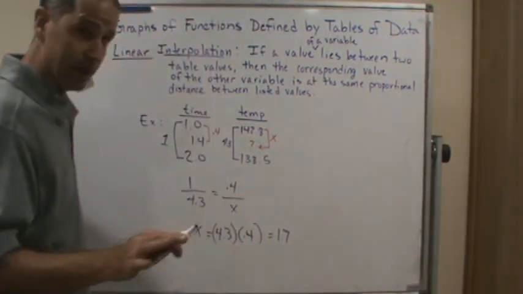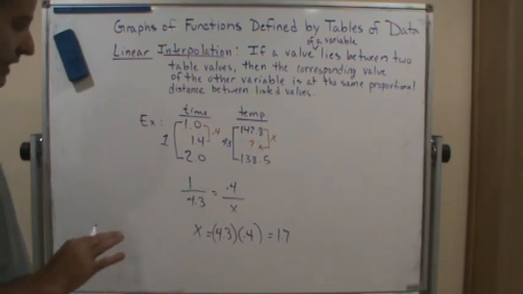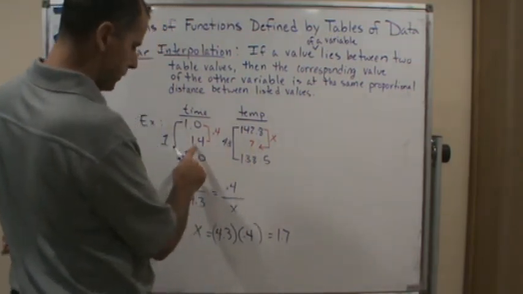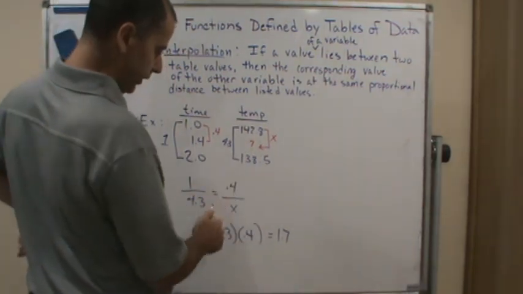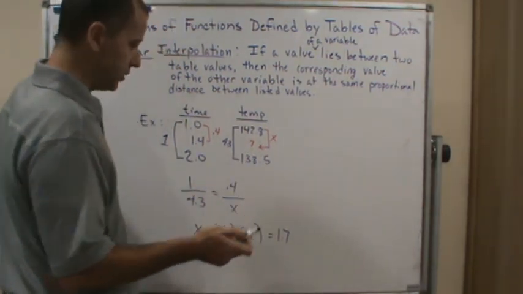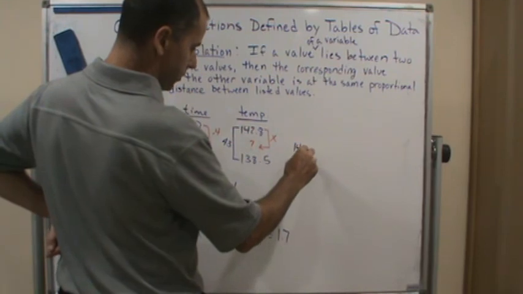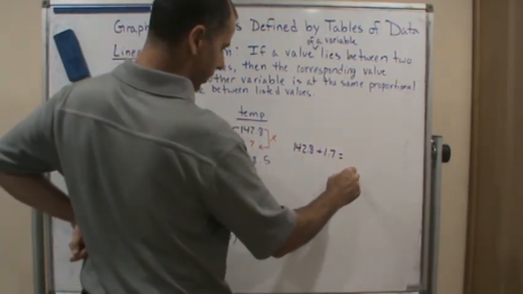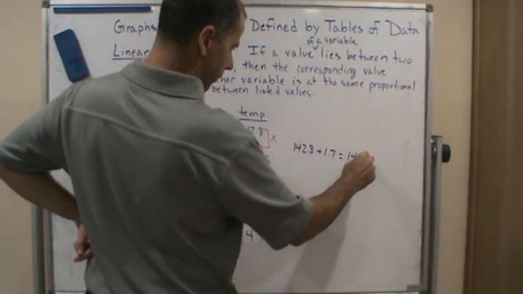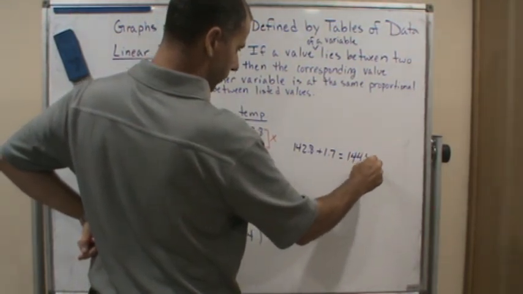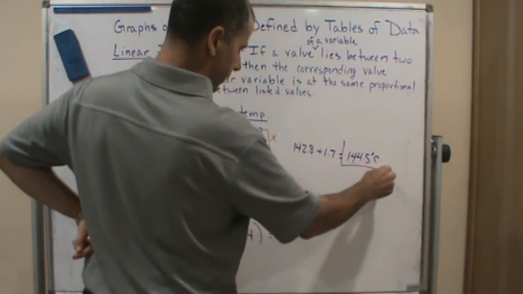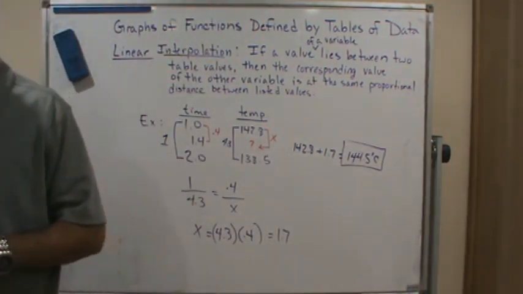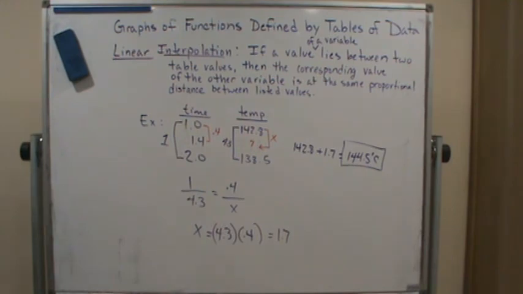Okay, now we're not done. Be careful. This is the distance. What we're looking for is the temperature. So what is the corresponding temperature? Using linear interpolation, it's going to be 142.8 plus 1.7, which is going to give us 144.5 degrees Celsius. And that is what we would use as our estimated value.